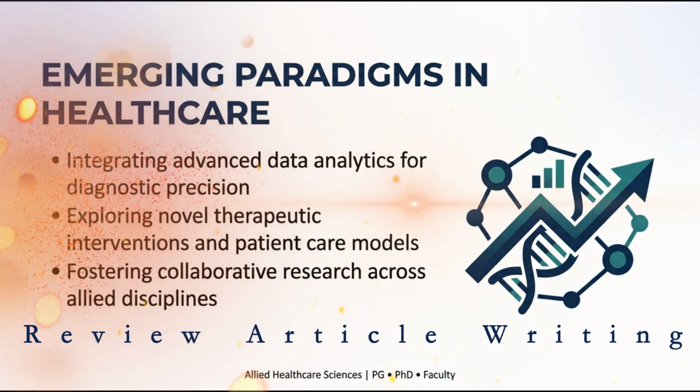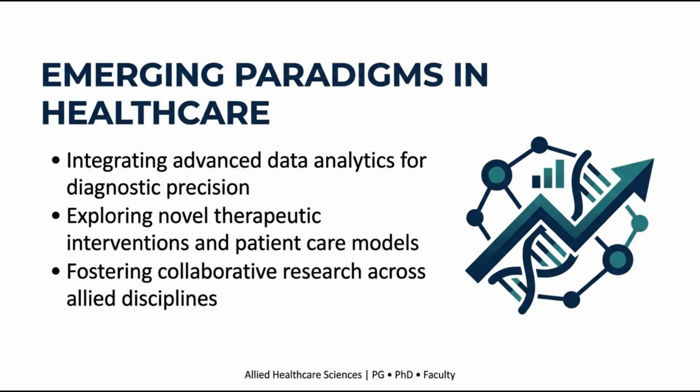Today I'm going to show you a simple framework to write a review article that looks credible and reads clean. We'll cover 3 things: how to choose the correct type of review, how to build a focused question and search plan, and how to synthesize papers into themes with clear tables. This is designed for allied healthcare sciences, so the examples will be mixed across epidemiology, clinical lab, and nutrition.